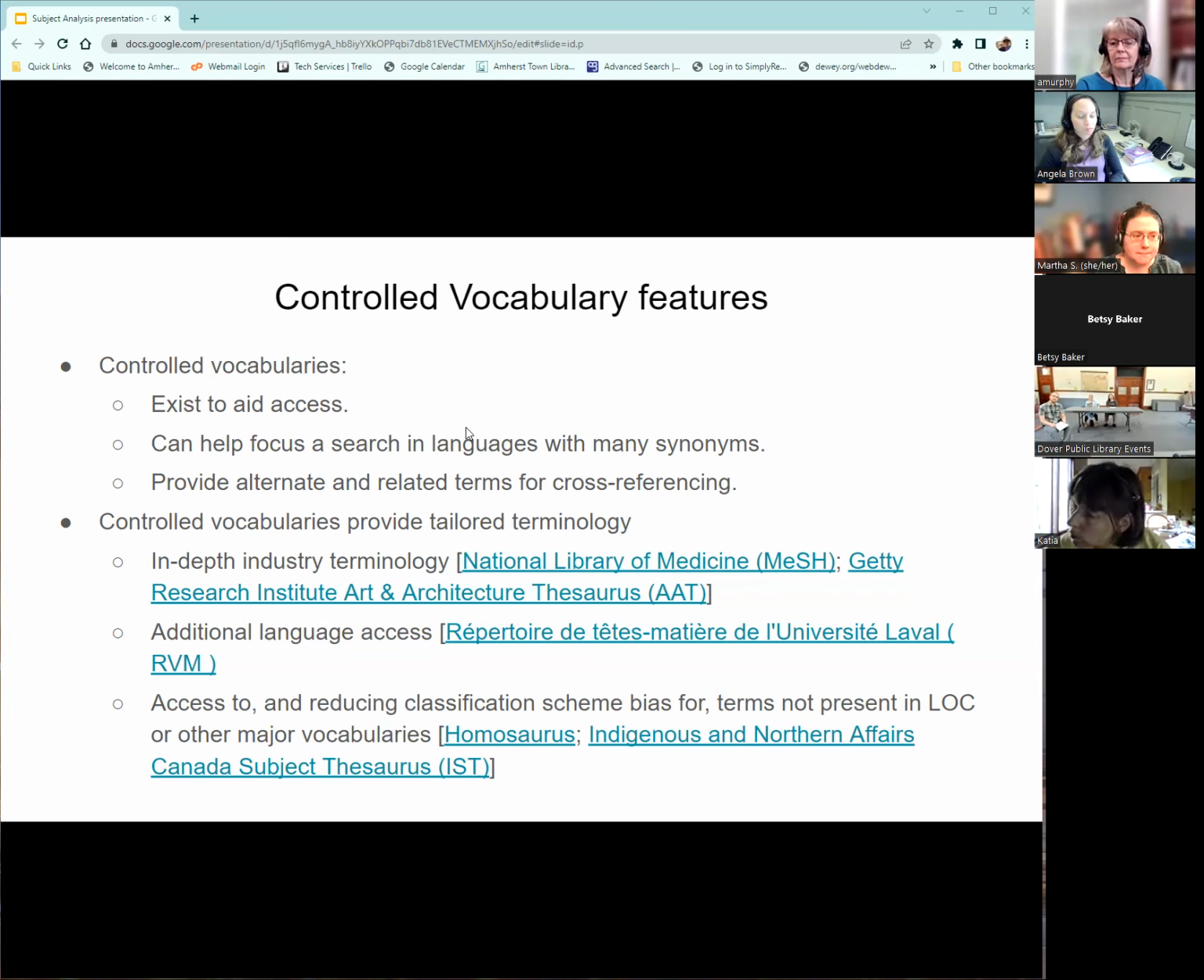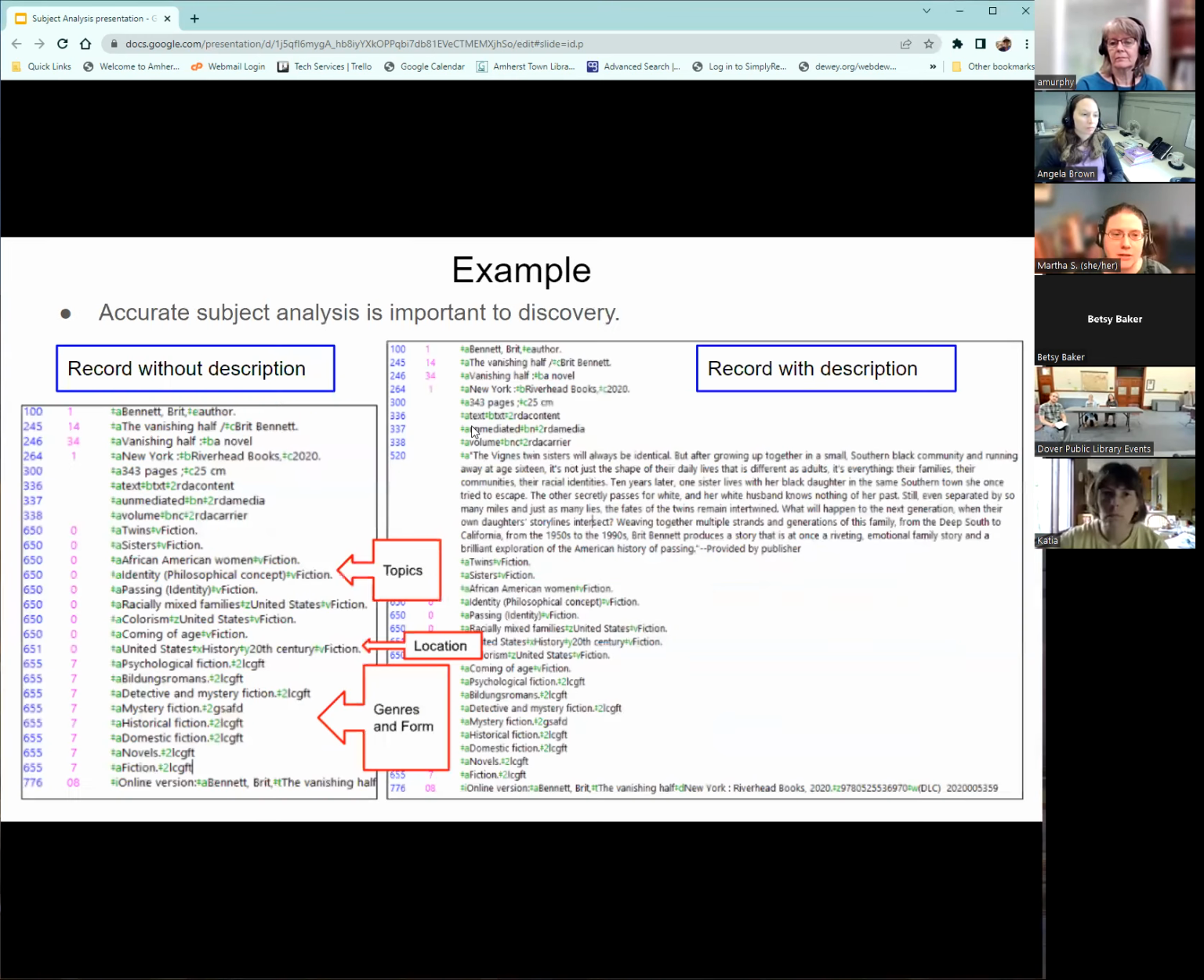And finally, I just have an example of how important accurate subject analysis is to discovery. This is kind of summarizing all of what we've been talking about. So in this example, which is the MARC record for The Vanishing Half by Brit Bennett, we can see how important the subject analysis and by extension, controlled vocabulary is to discovery. Titles might not provide many clues to the content.